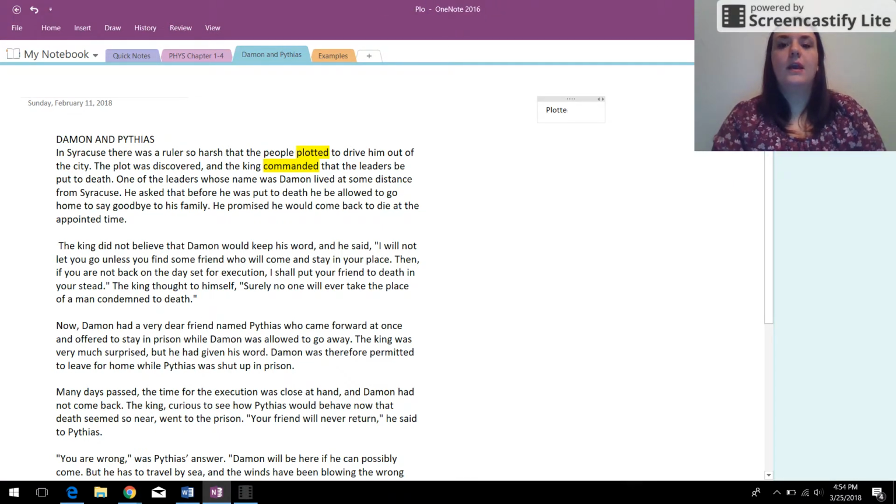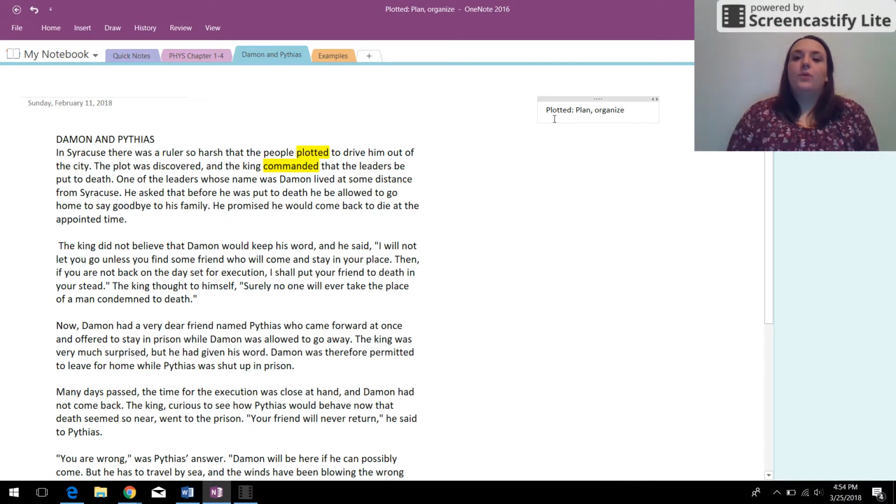So we can come to the conclusion that plotted means plan or to organize something. Because if you are planning, you're plotting to drive him out. You have to get everyone together so you're all on the same page. You all know what's going on, which is making a plan.